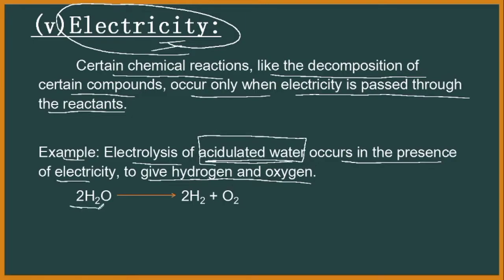Here we are mentioning only H2O, but whenever we take this water as a reactant, we add a few drops of acid. You know why? Because whenever you add acid to this water, it increases the ionic conduction during electrolysis. That means it helps in the formation of ions. When the ions are more, the current flows easily during ionic conduction of the electric current. Clear? So for that reason, as a reactant, we take acidulated water, and on passing current through it, we obtain hydrogen and oxygen.